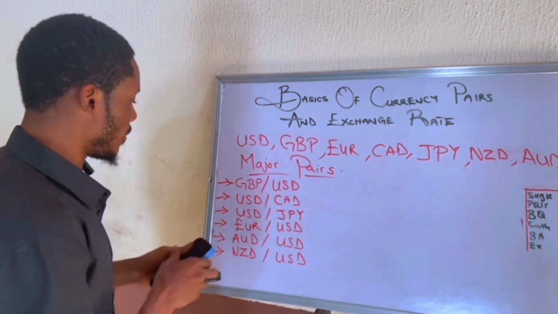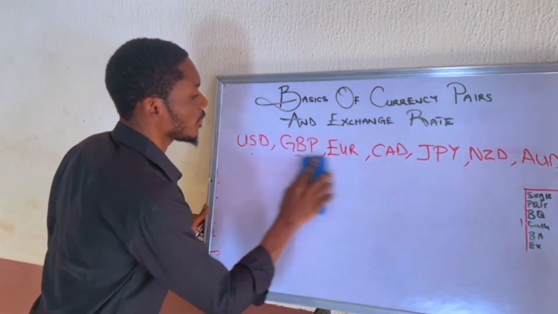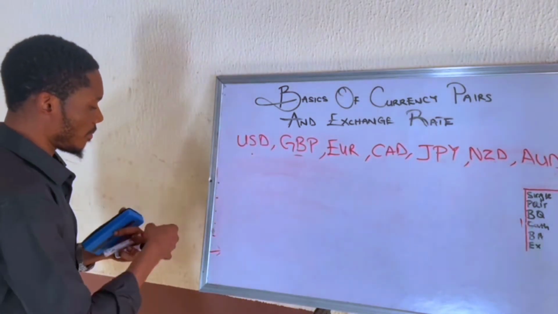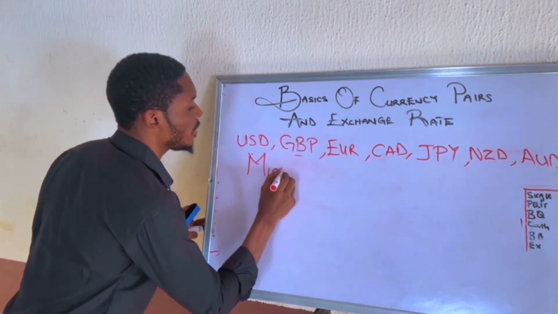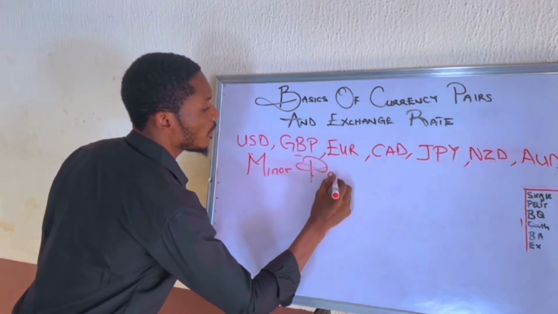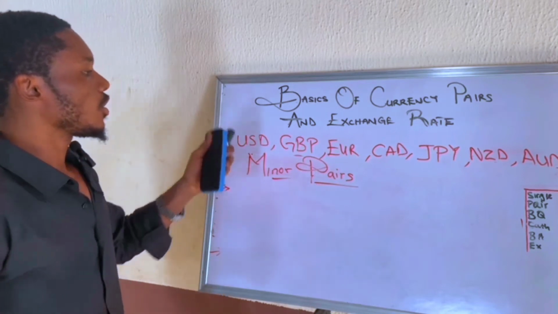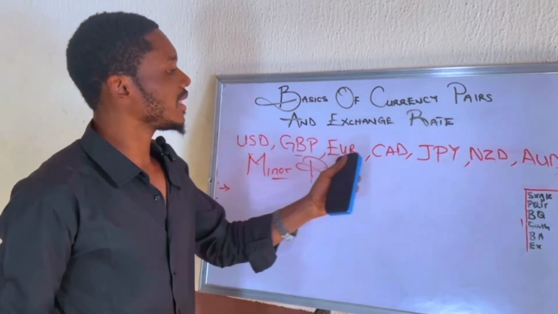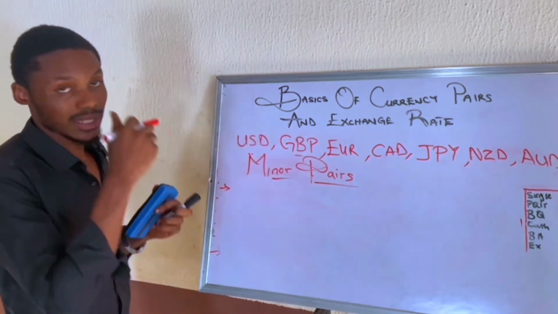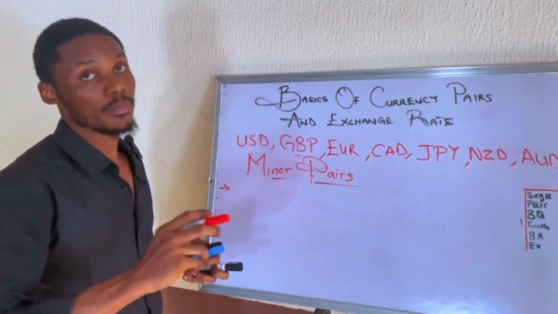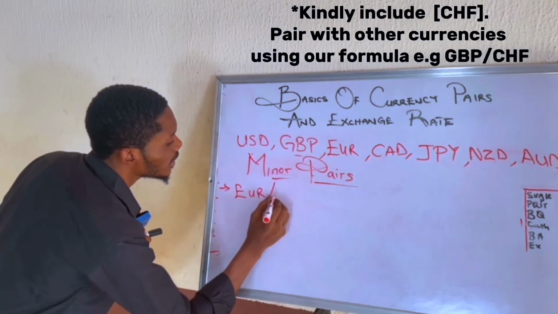So let's move to the minor pairs ASAP. We have the minor pairs. In order to get your minor pairs, you have to combine all the other most traded currencies without the United States dollar. That's just the difference between the major pair and the minor pair. Let me write them on the board. Euro slash GBP.